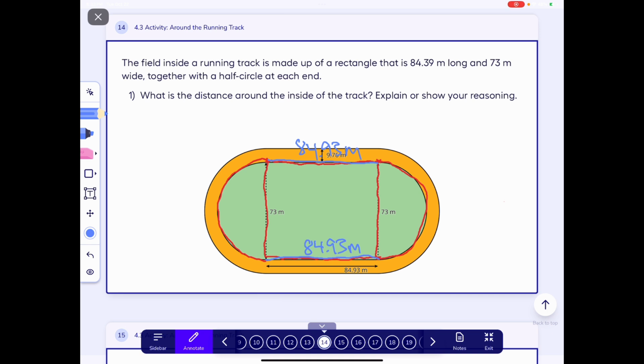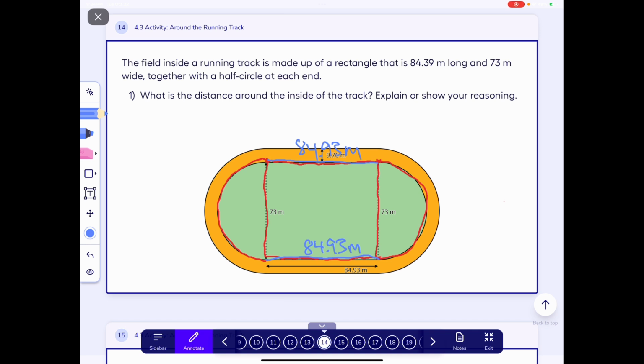So we're going on the track. If you're going on the inside of the rectangle, it's 84.93 meters in each direction. And then you need to round the track. So if you round the track, that's half the circumference of the circle. So why don't we get the whole circumference of the circle? And it doesn't matter how much each one is. Let's just get the whole thing together. So how do we get the diameter?